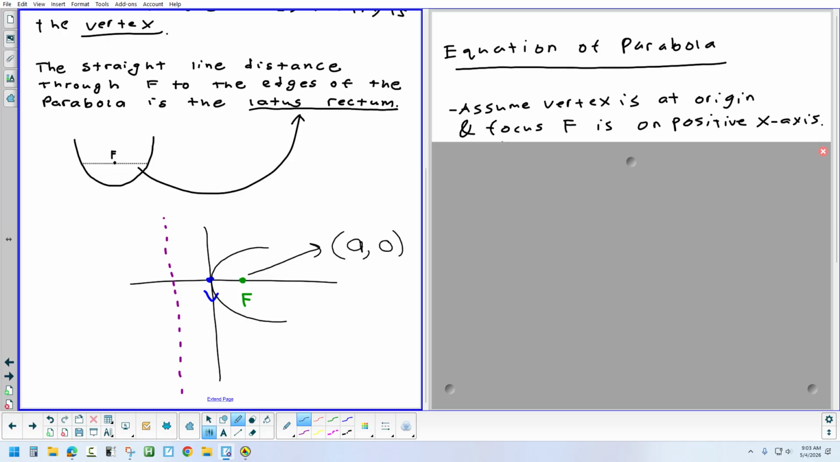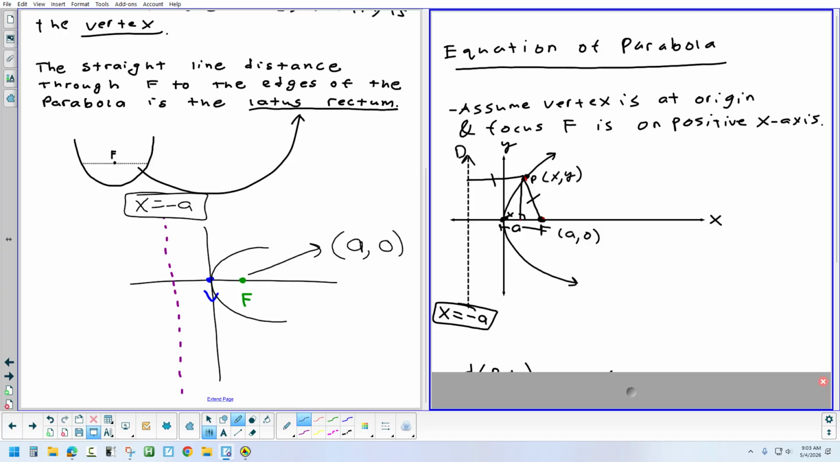X equals negative a. Yep. That is the equation of the directrix. It's a vertical line, a units in the opposite direction of the focus. So x equals negative a. And the vertex is 0, 0 for now. Okay, so I talked about what I wanted to there.